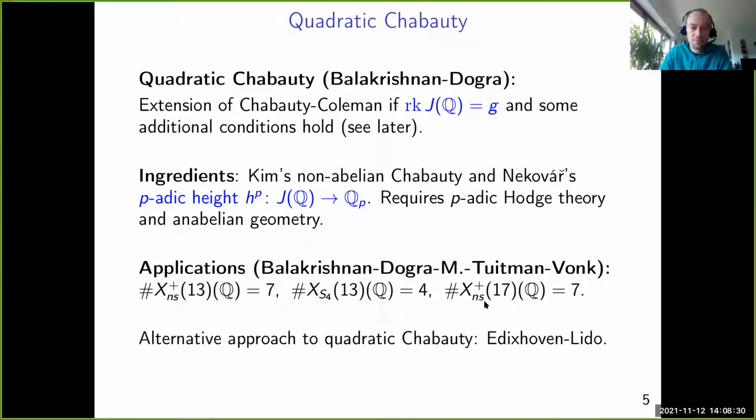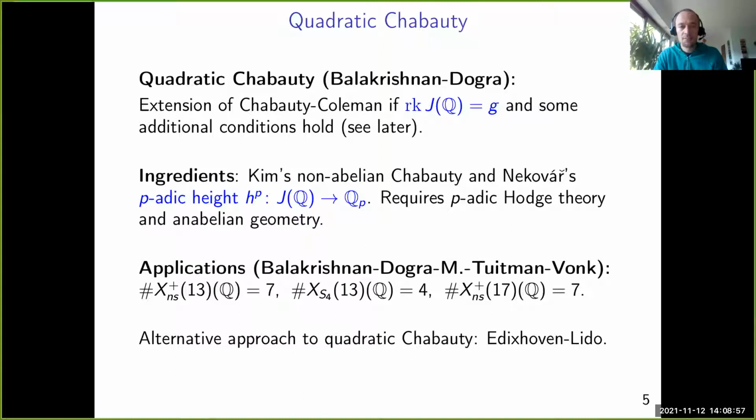And so recently we found the rational points on some other curves with similar techniques. The largest genus we can do in practice right now is 6. It's already quite computationally challenging. All right, now I should mention that there's yet another approach to quadratic Chabauty, which is due to Edixhoven and Lido, which is very nice, but which for lack of time, I won't talk about here.